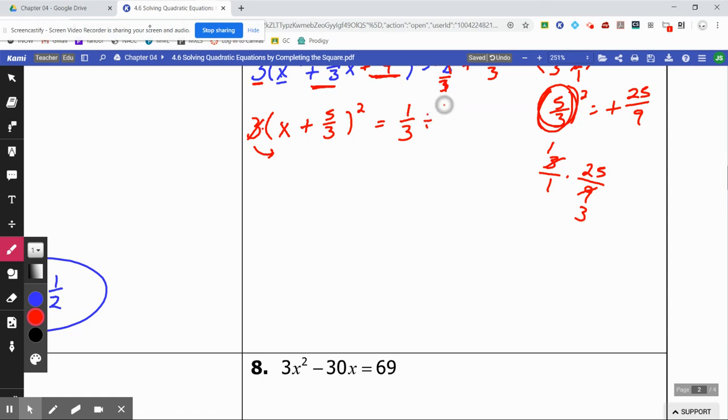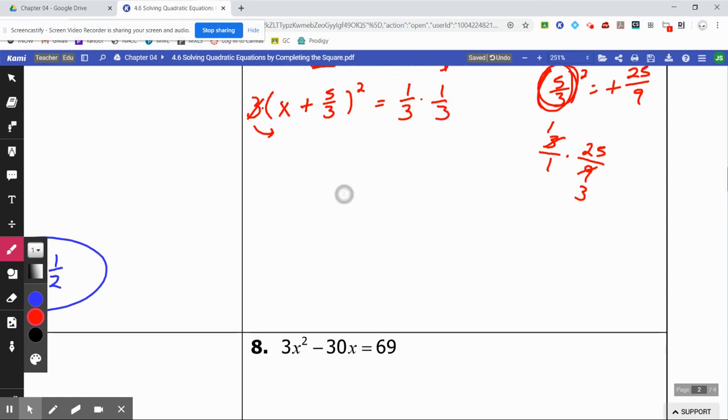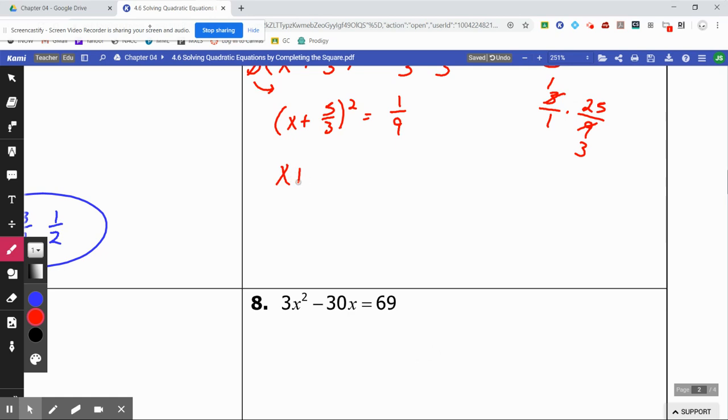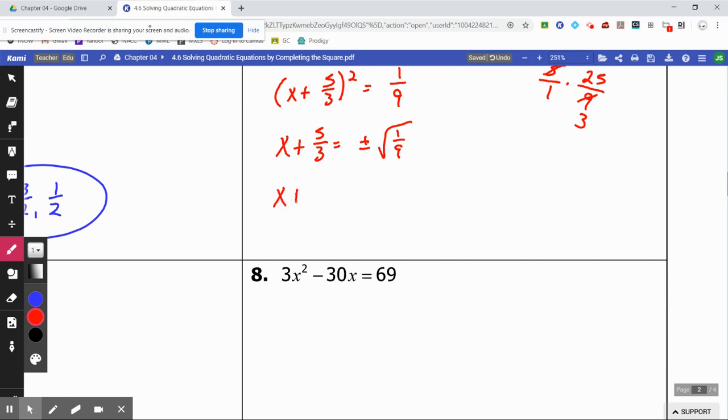So how in the world do you divide by 3? You flip and multiply. So to get rid of that 3, let's multiply by its reciprocal, which is 1/3. So now you have x plus 5/3 squared equals 1/9. To get rid of a square, you do plus and minus the square root. To square root a fraction, you square root the top and the bottom.